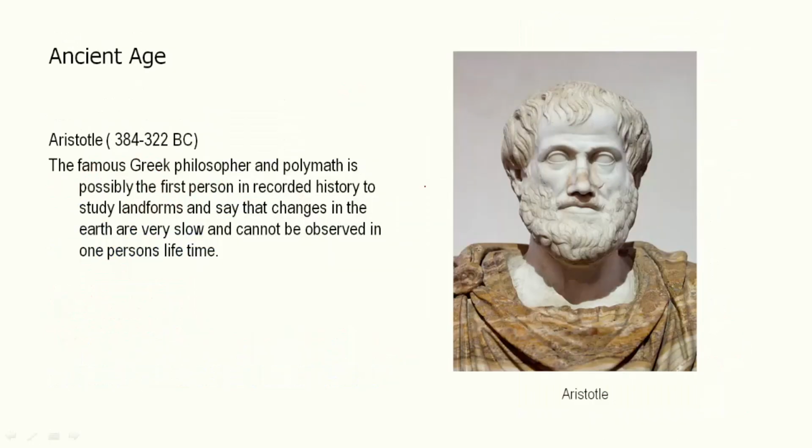Aristotle in 4th century BC was the first person to have said that changes in the earth are very slow and cannot be observed in one person's life. Very, very important observation. He's a famous Greek philosopher and polymath. A polymath means during the ancient time, philosophers used to have knowledge of many subjects. They were referred as a polymath.